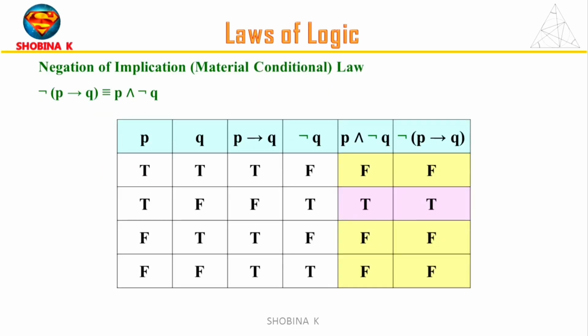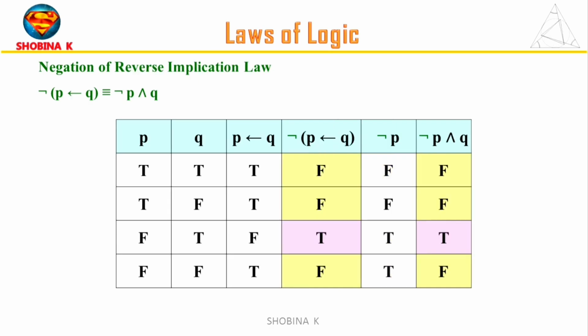And here is the truth table for negation of implication law. And you can see the truth values of not (P implies Q) and P and not Q are same in all cases. And here is the truth table for negation of reverse implication law. The truth values of not (Q implies P) and not P and Q are same in all cases. In both cases, the logical equivalences hold and the given expression is valid.